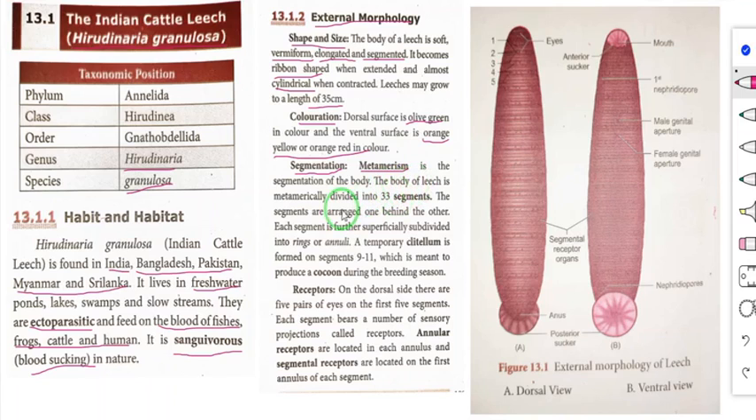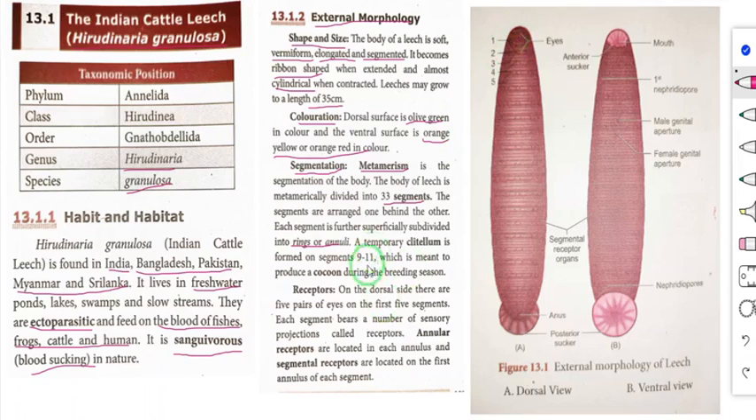The body of leech is metamerically divided into 33 segments. 1, 2, 3, 4, 5, like that totally 33 segments are present. The segments are arranged one behind the other: first segment, second, third, fourth. Each segment is further superficially subdivided into rings or annuli.